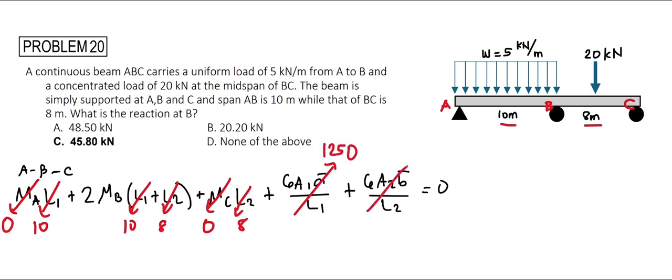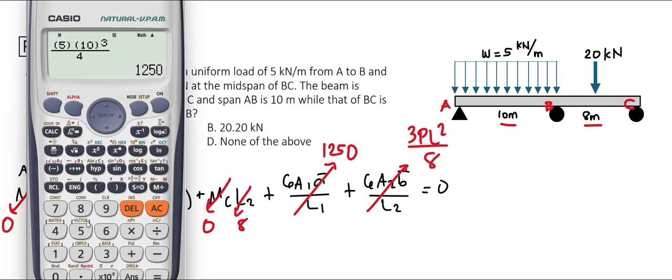And for the moment factor on the right, that is a point load at the midspan, that is given by the formula PL squared times 3 over 8, which is equal to 480.